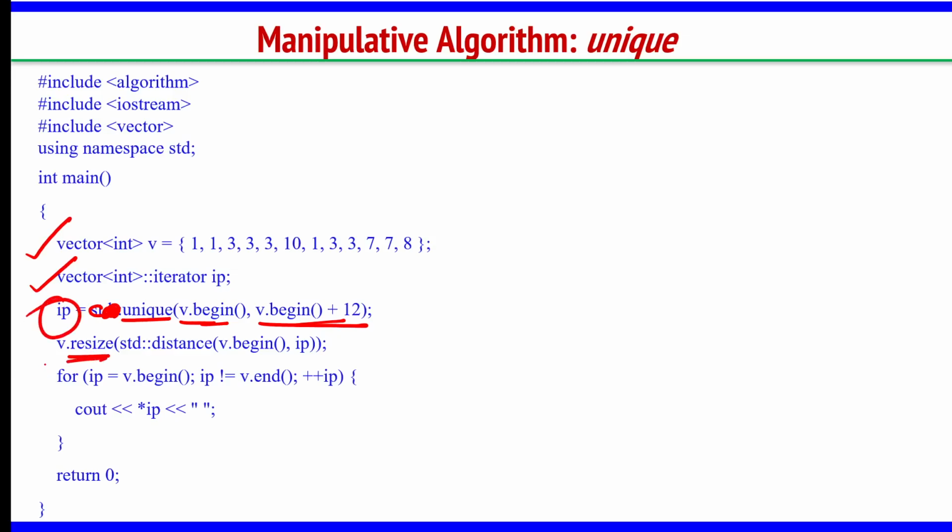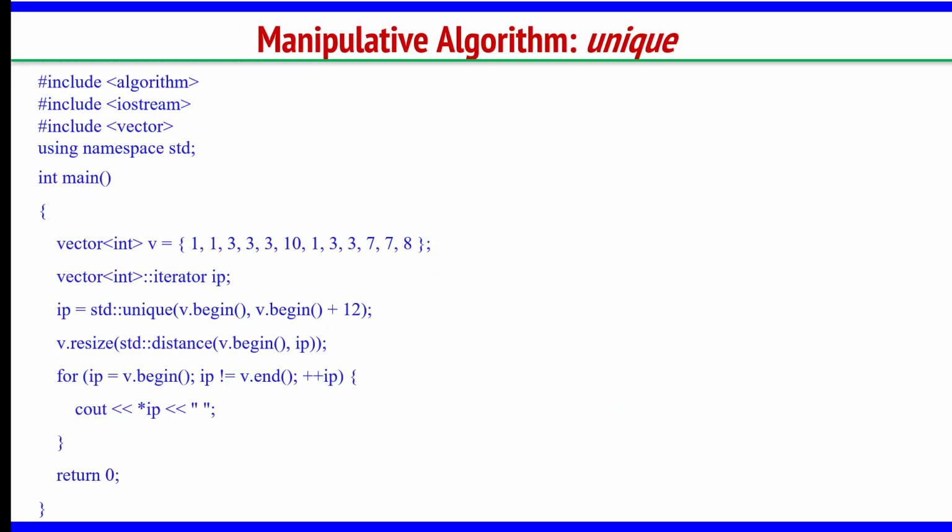How am I resizing it? Using this IP. IP is a pointer which points to the last element, like this. It becomes 1 3 10 1 3 7 8. So 8 is here, and that pointer is given to us with the IP. I am calculating the distance from the beginning till the IP, and resizing the size of v. Then you normally print the elements. So this is about the unique algorithm.